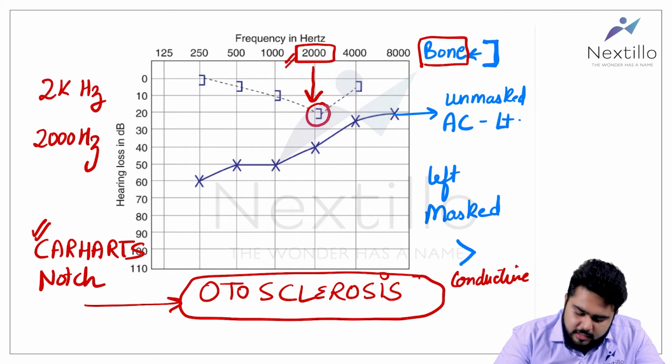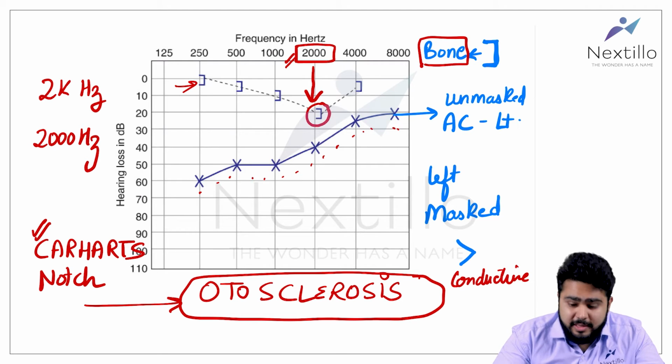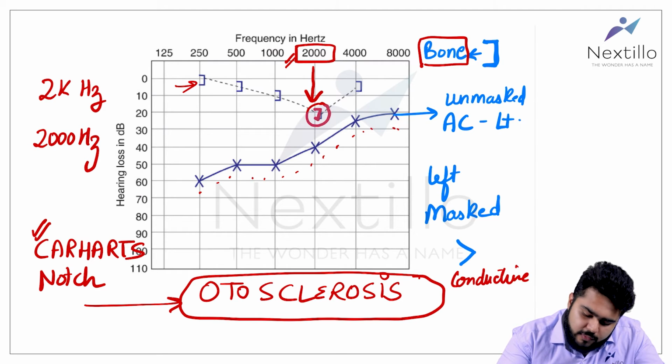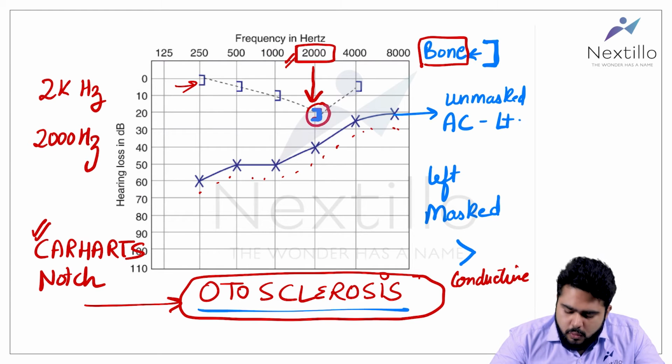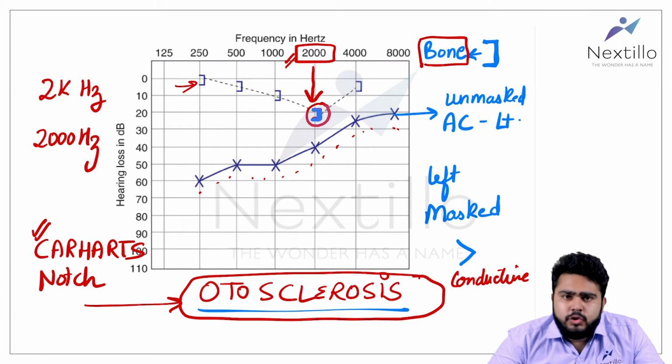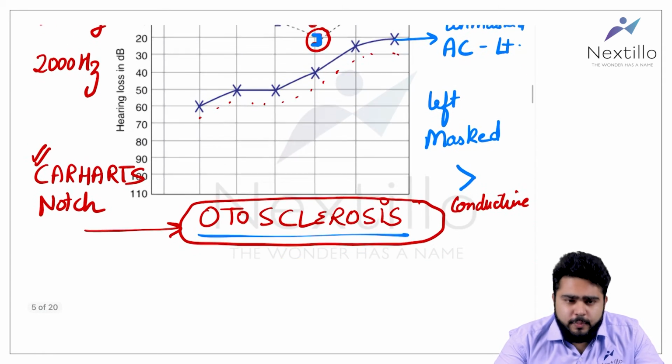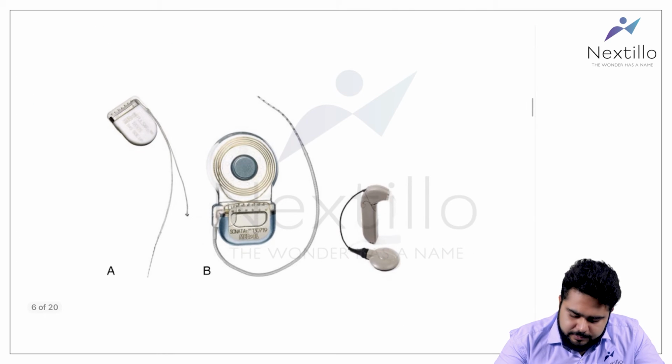And if you see, deafness is also conductive only. Air conduction is very poor, and bone conduction otherwise is good. But there is a dip in bone conduction only at one frequency. I should not make it with red. I'll make it with blue so that you remember the color coding also. This is what we call the Carhart's notch, and this is seen in cases of otosclerosis. So shall we move to the next? I hope yes. Let's move to the next.